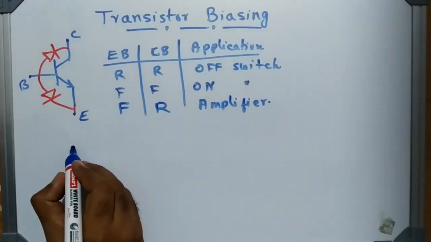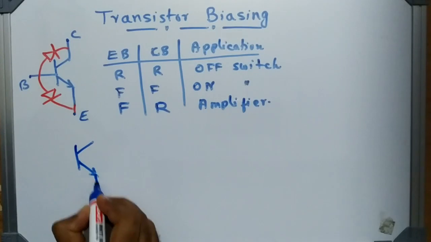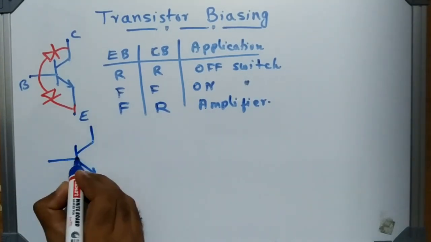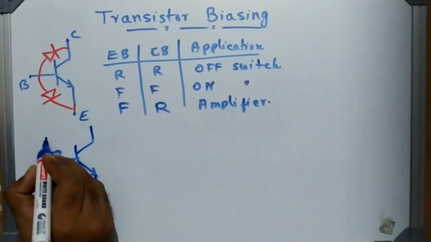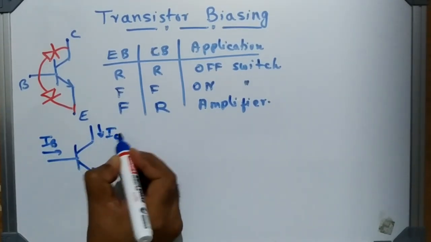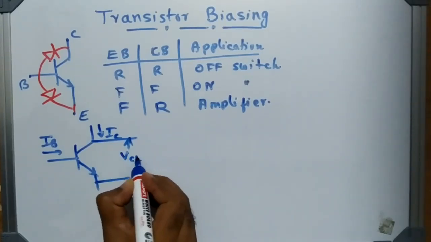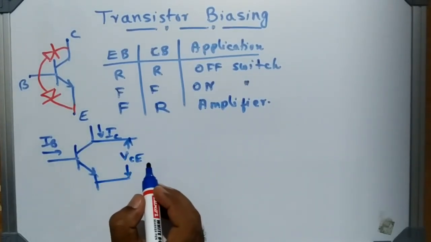In a common emitter configuration, emitter is common for both input section as well as output section. Input current is the base current. Output current is the collector current. Output voltage is collector to emitter voltage, that is VCE.